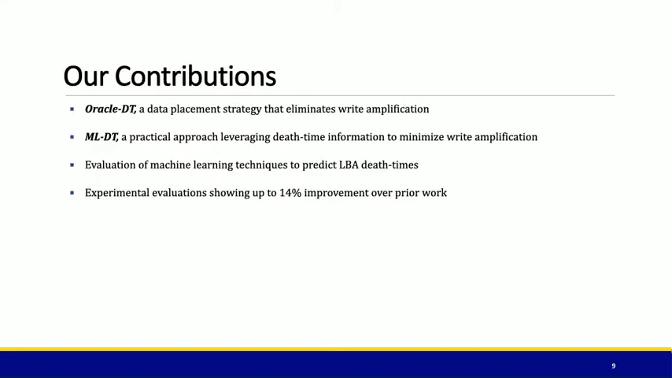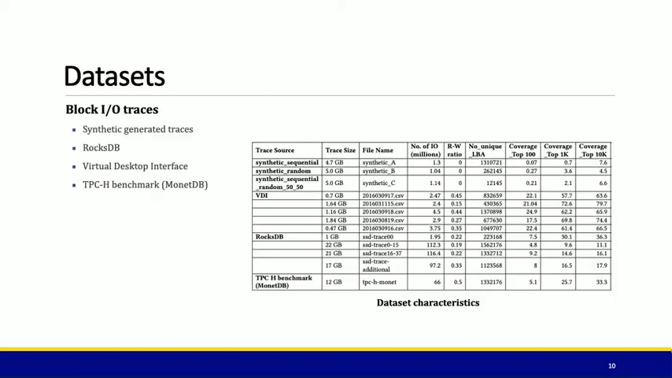In this work, we make the following contributions. We present a data placement strategy that can guarantee zero garbage collection overhead, having perfect knowledge of LBA dead times. We also present a practical approach which uses machine learning models to predict dead times of LBAs and present the design of MLDT. Finally, we experimentally show that our approach outperforms the best performing baseline by up to 14%.